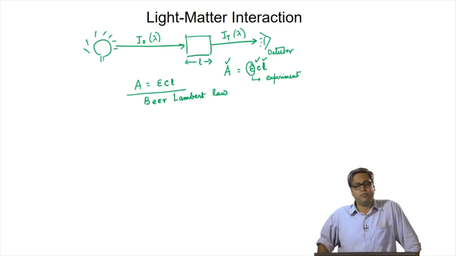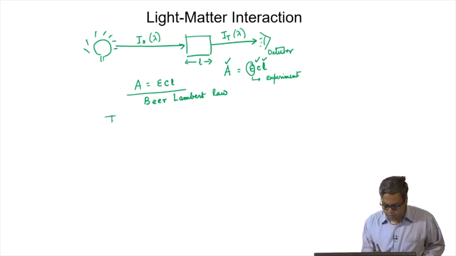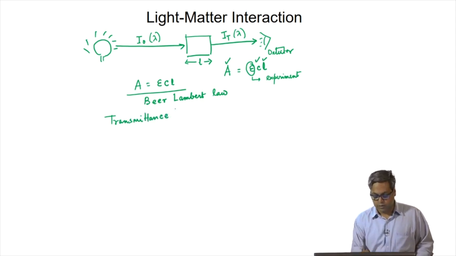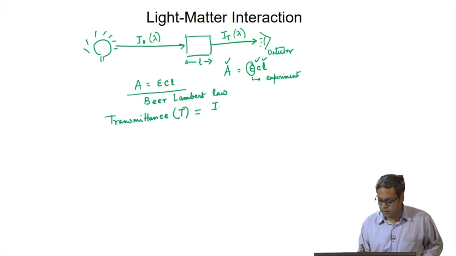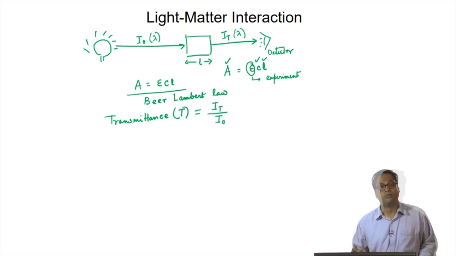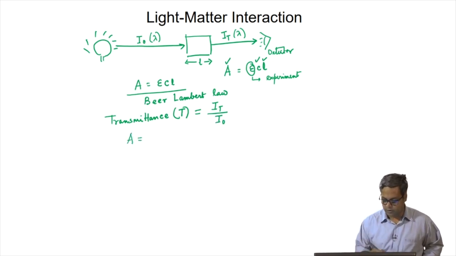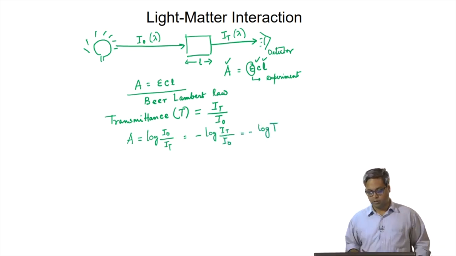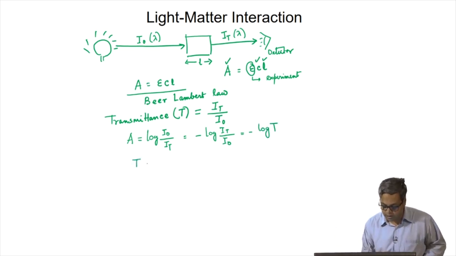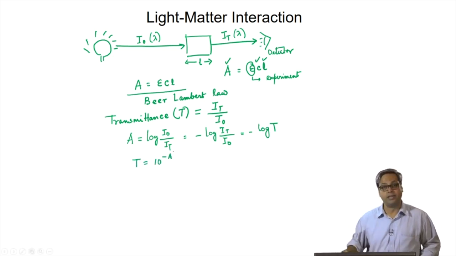So, instead of absorbance, we can also get transmittance, which is denoted by T. So, we can get transmittance from the experiment. Transmittance is defined as I t by I 0. So, we can write absorbance equals log I 0 by I t equals minus log I t by I 0 equals minus log T. Or in terms of transmittance, we can write T equals 10 to the power minus A.